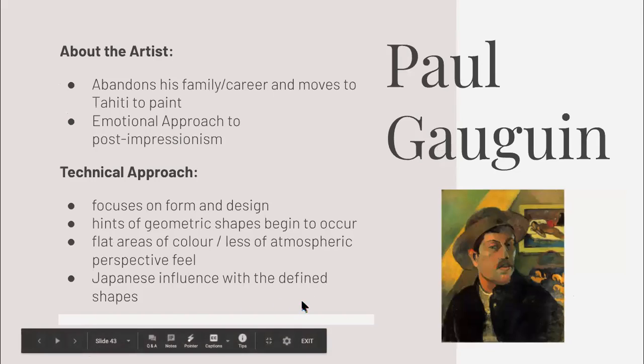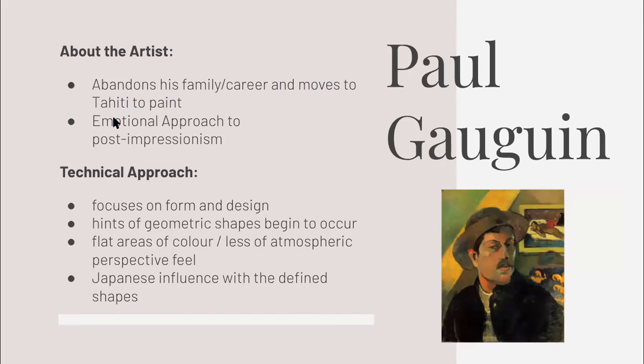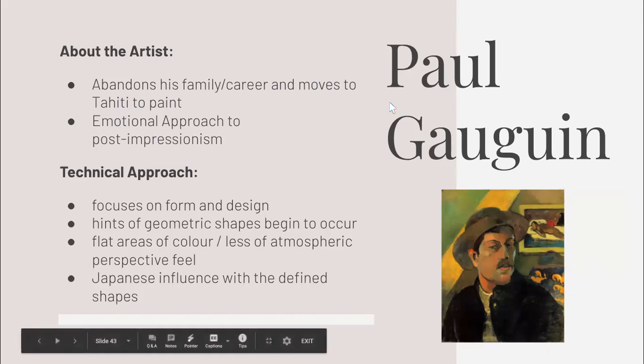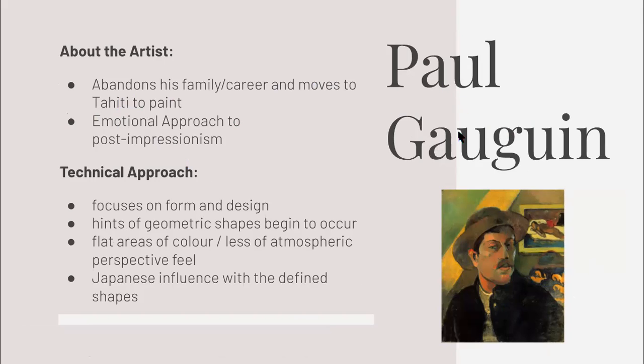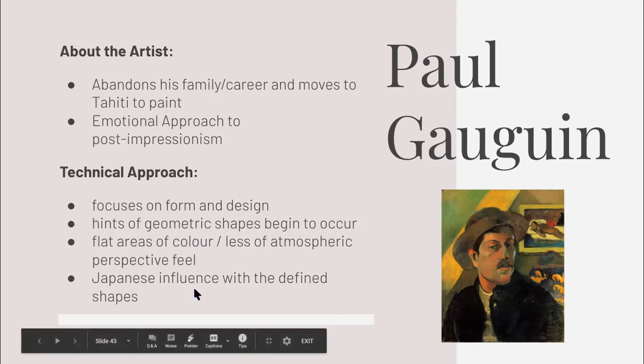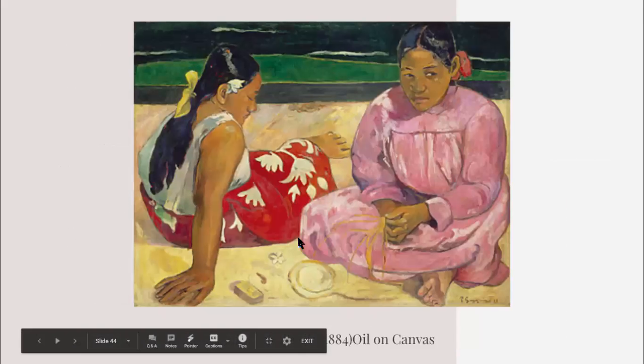All right, so Paul Gauguin abandons his family and career and moves to Tahiti to paint, okay? He has a very unique story in the sense that unlike some of the other post-impressionists or impressionists, a lot of whom stayed in Europe, he decided, I'm out of here. I need a new place to do my art. His technical approach focuses on form and design. Hints of geometric shapes begin to occur, flat areas of color, less atmospheric perspective. And there's also a Japanese influence in a lot of his artwork. And here are some examples.